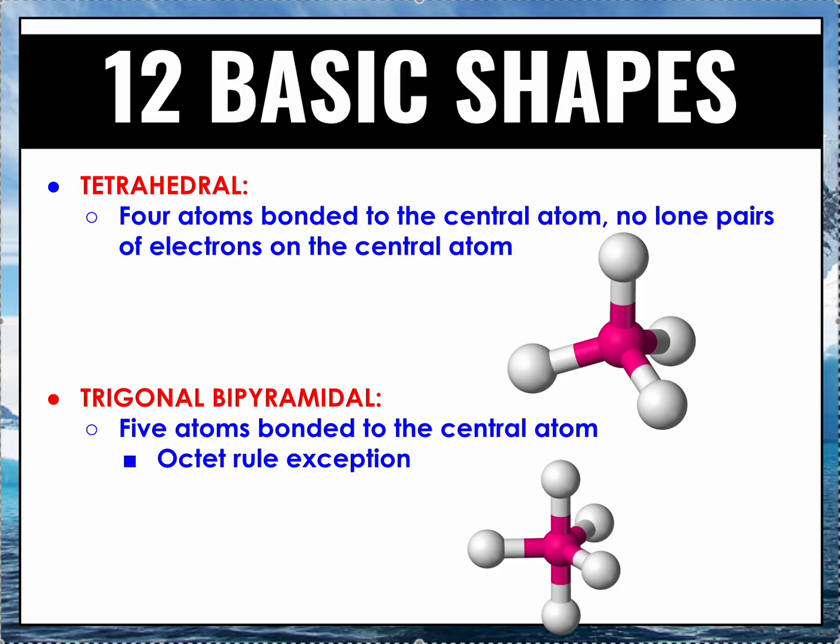Trigonal bipyramidal is essentially when five atoms are bonded to one central atom, and this is when we get into the octet rule exception. Now, phosphorus and sulfur usually break this octet rule exception, as I have taught you, in that they are allowed to have more than just one species bonded to them because it breaks that octet rule from what we know. That's what trigonal bipyramidal is. It has five bonds attached to it, no lone pairs essentially.